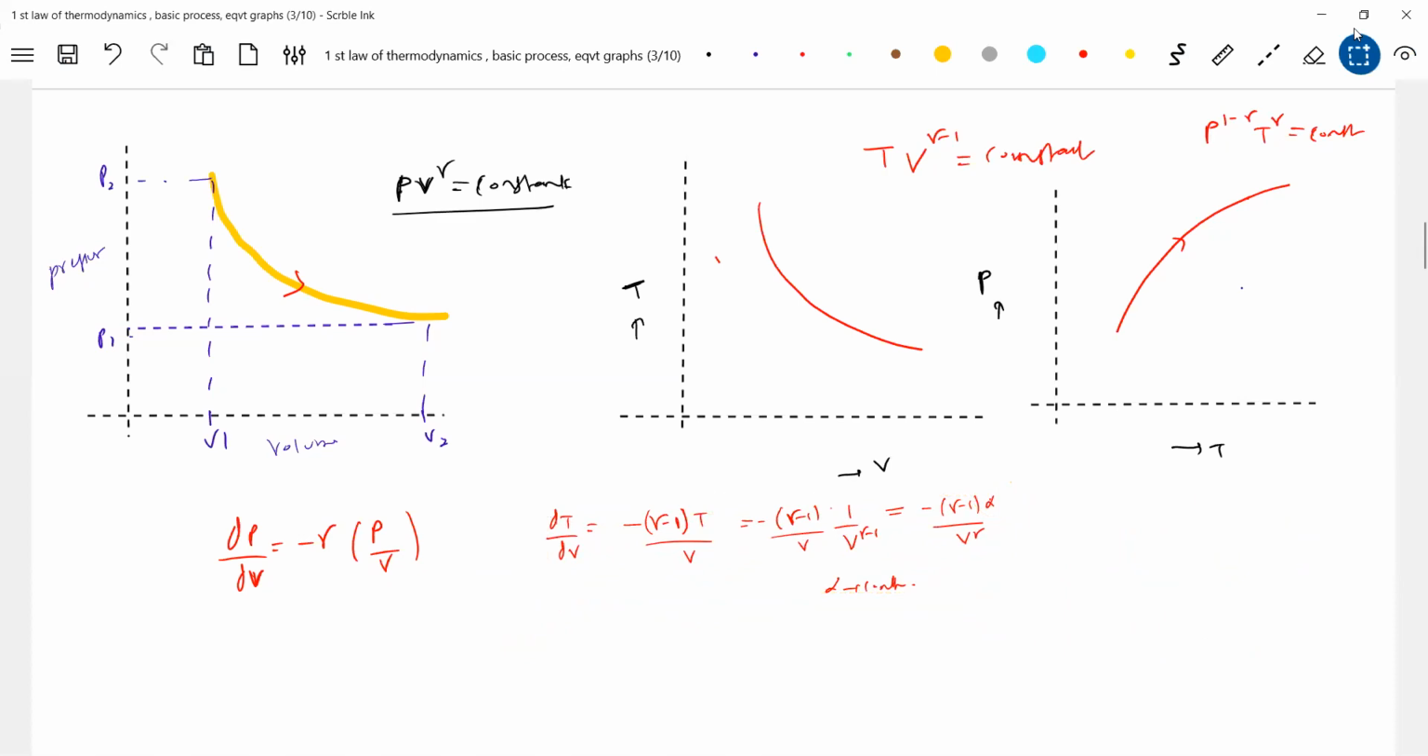So for monatomic gas, we'll just see for gamma equal to 5 by 3. It'll be easy for us. P to the power 1 minus 5 by 3, T to the power 5 by 3 equal to constant. So let me solve this. So this will be minus 2 by 3.